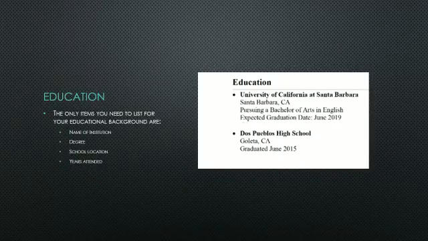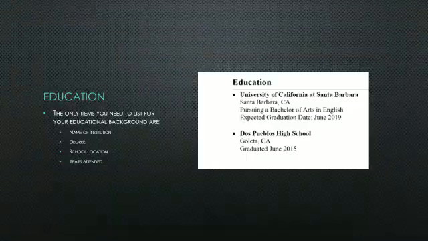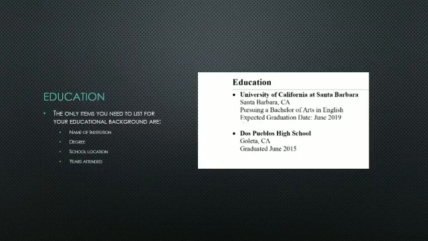Education. This one's always a very tricky one on what you want to do. The only items you need to list for your educational background are the name of the institution or school, the degree that you got. Did you get your diploma? Did you get your GED? Do you have some college? Do you have an associate's degree, a bachelor's degree, a master's degree? Those are all things you need to list. Where's the school located and the years you attended?